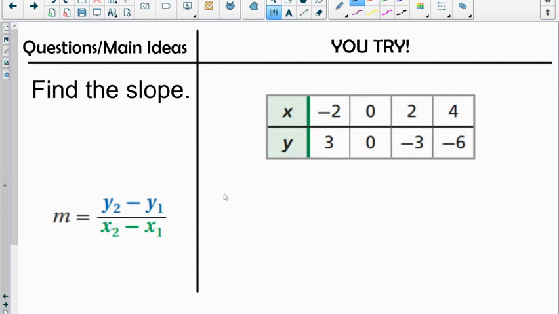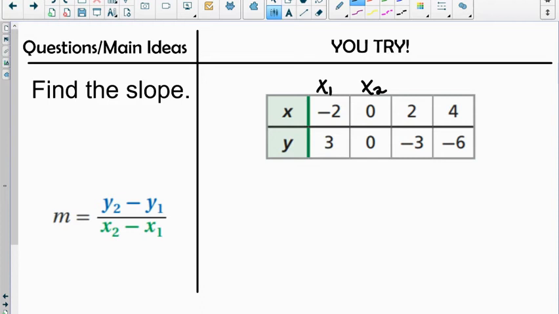So I'd like you to try this one. And every time I pause, answer the question on the screen to move on. So what would we label as x sub 1? Negative 2 would be our x sub 1. What would we label x sub 2? And x sub 2 would be 0.